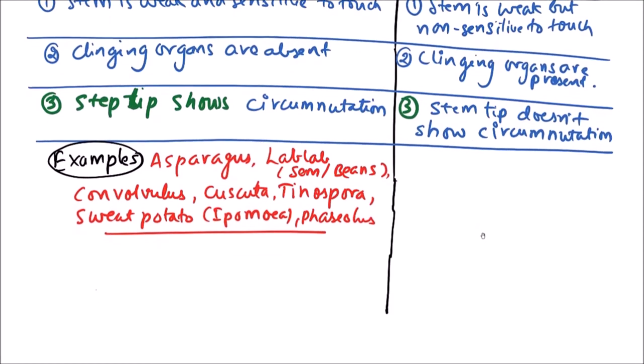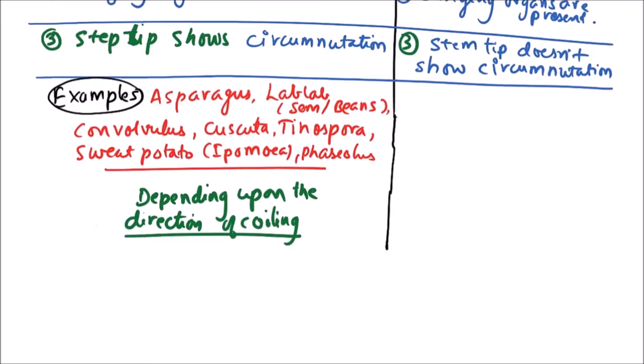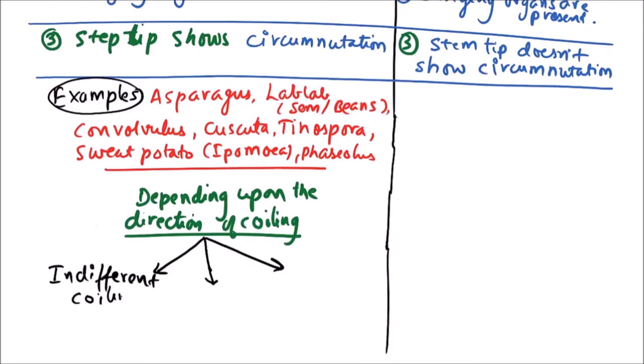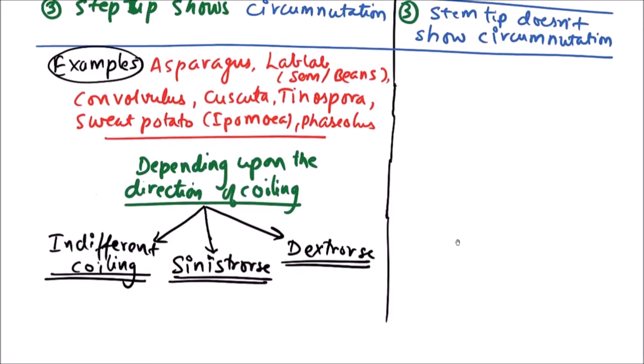So these are the examples, but one point to be noted is that depending upon the direction of coiling around the support, the twinners can be classified into three types. First one is indifferent coiling. Second one is sinistrous coiling, and third one is dextrous. Indifferent coiling means there is no definite pattern.